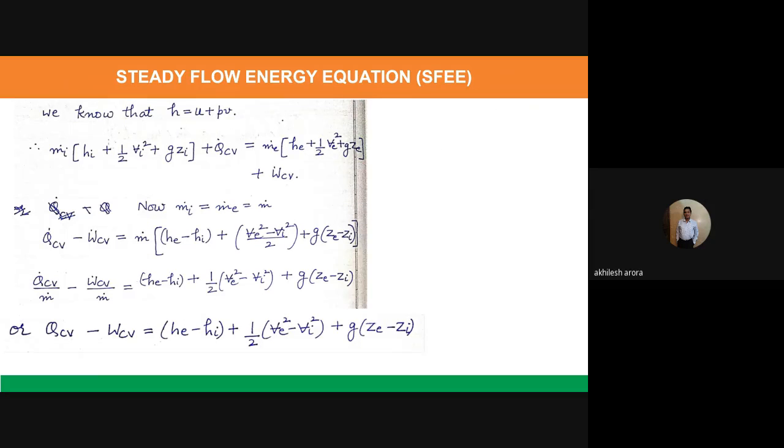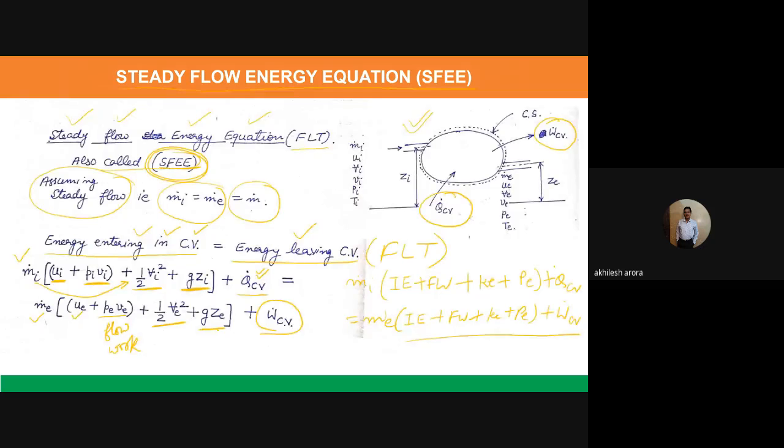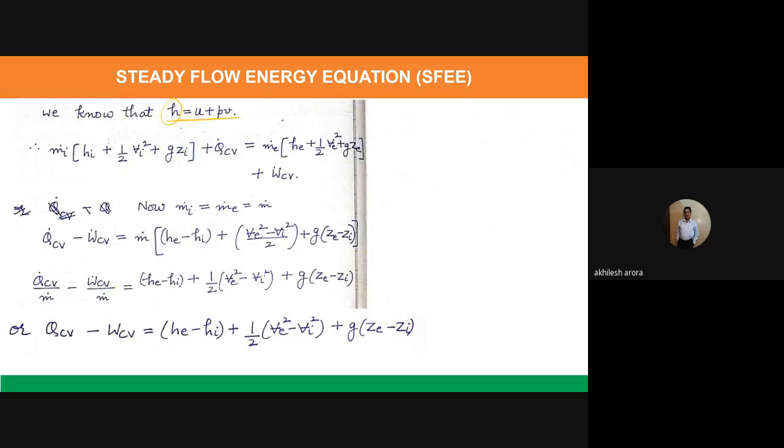Now you know that h is equal to u plus pv. What is h? h is the specific enthalpy. And if you see here, we have this product, ui plus pi vi, and this total term is actually enthalpy. So this stands for hi. So what we can do is here we can write m dot i times ui plus pi vi, which we have written as hi, the specific enthalpy of the fluid which is entering into the control volume.